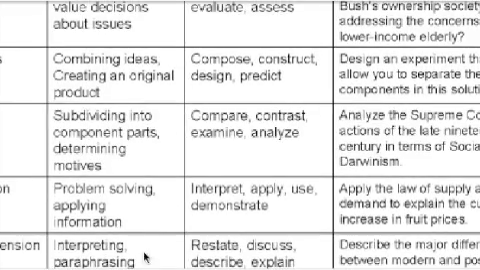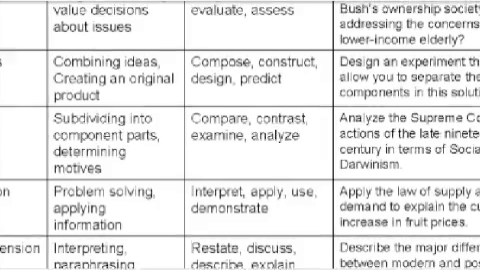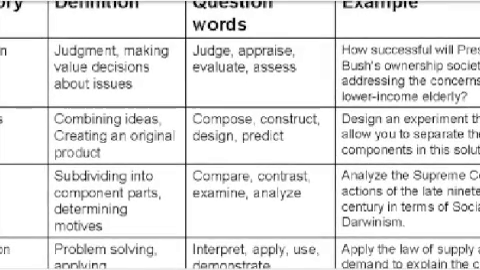The third level, application, excuse me, this is problem solving. This is the ability to take what you've learned and apply it to a problem. An example would be apply the law of supply and demand to explain the current increase in fruit prices. Again, you're taking something and you're applying it to something else to solve a problem. Analysis is a higher level. Analysis is where you can subdivide the components into various parts and you begin to understand them.